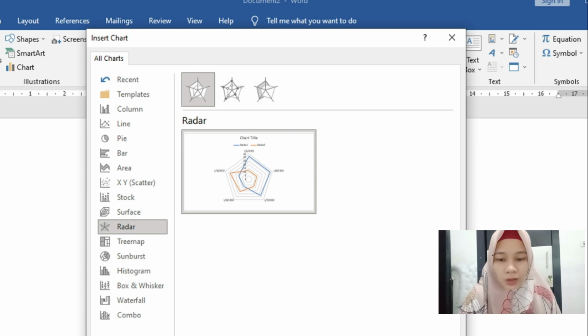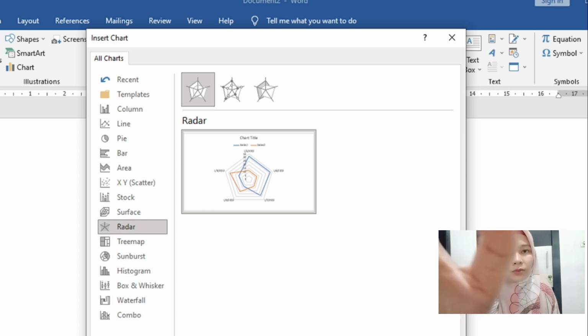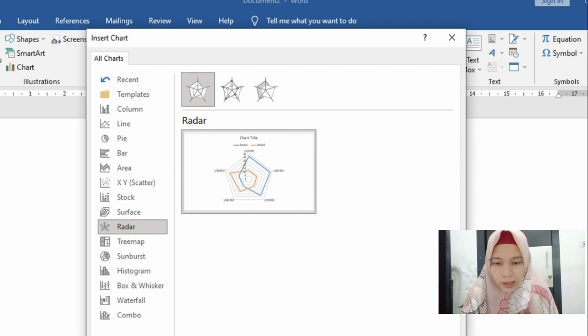In my Microsoft Word, there are, I think, more than 10 types of charts. The first chart is column. Okay, this one, column. And column chart is like bar chart, right? Almost like bar chart, so they are almost similar in type. And the second is line chart. Okay, the second is line chart.